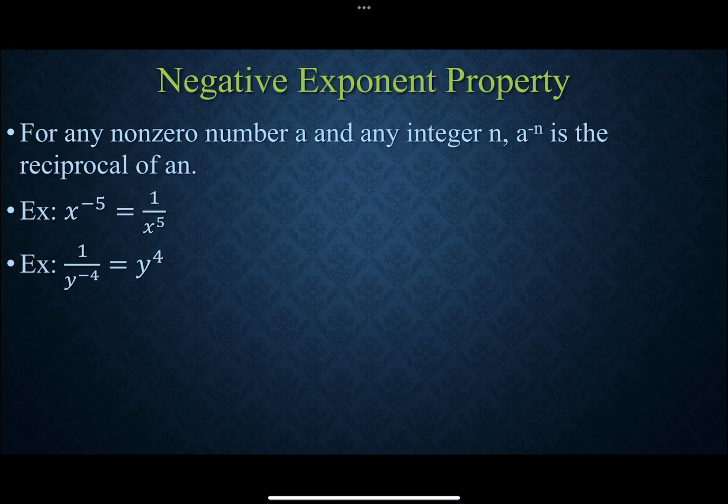And then finally, we have a negative exponent. So if we have a negative exponent, we write it as the reciprocal of it with a positive exponent. Depending on where the exponent is determines how we're going to rewrite it. So if it's x to the negative 5th, it becomes 1 over x to the positive 5. Whereas if it's 1 over y to the negative 4th, it becomes just y to the 4th, no more fraction.